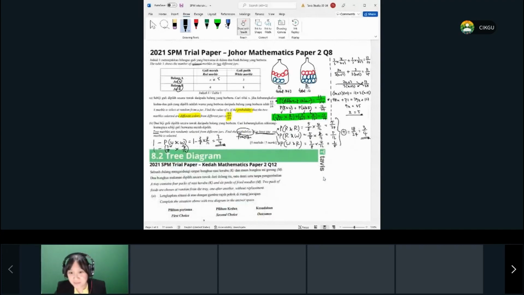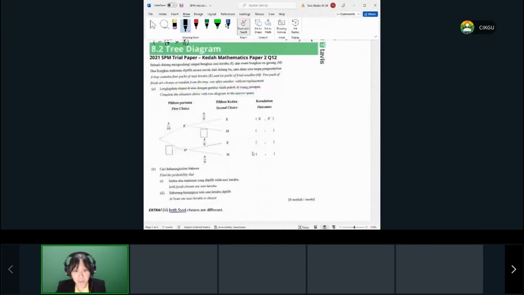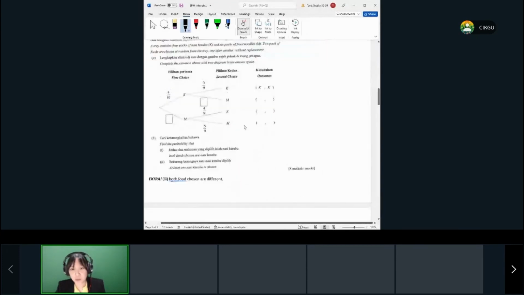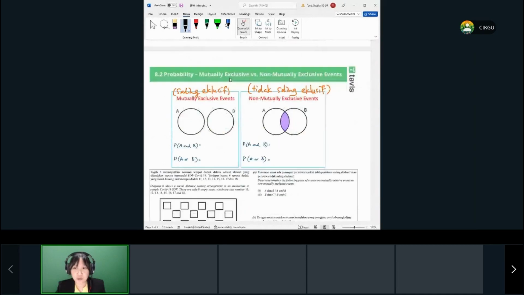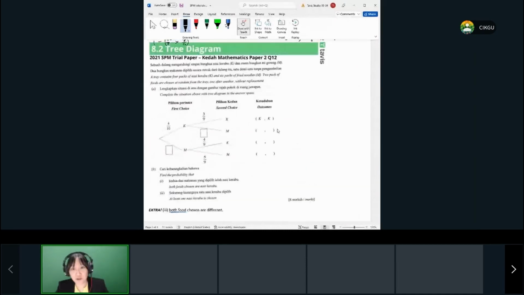Normally, I wait for a few seconds. If nobody presses anything in the group chat, then I move on. Okay, nothing, move on. So let's do one more question. Actually, this is the last question before we go into mutually exclusive and non-mutually exclusive events. Okay, so tree diagram.